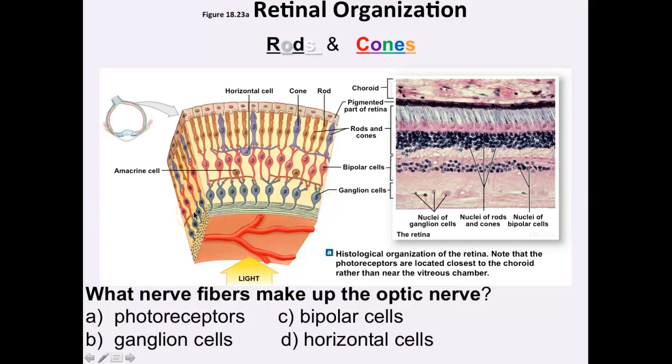Okay, so the question here: what nerve fibers make up the optic nerve? Well, if you just listen to what I was talking about, the ganglion cells have the fibers that go back into the brain. So these ganglion cell fibers are what create the optic nerve. All right, so letter B is your correct answer. It's the ganglion cells.